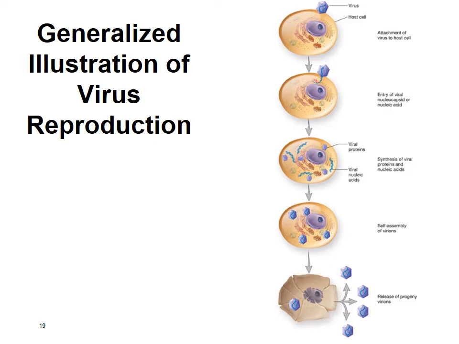And of course, virus reproduction can vary dramatically. So, for example, some viruses are released by lysing the host cell, which is what's happened here, whereas other virion particles simply bud from the host cell without lysing the cell.